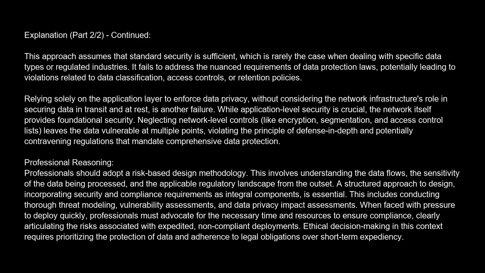Relying solely on the application layer to enforce data privacy, without considering the network infrastructure's role in securing data in transit and at rest, is another failure. While application-level security is crucial, the network itself provides foundational security. Neglecting network-level controls, like encryption, segmentation, and access control lists, leaves the data vulnerable at multiple points, violating the principle of defense in depth and potentially contravening regulations that mandate comprehensive data protection.